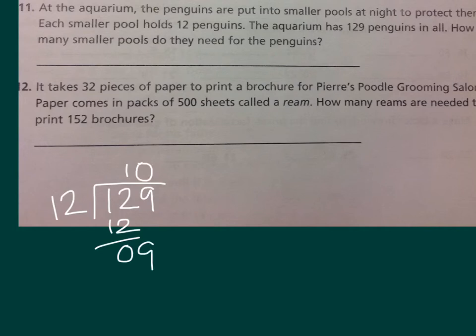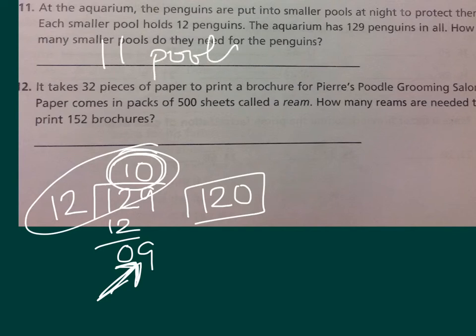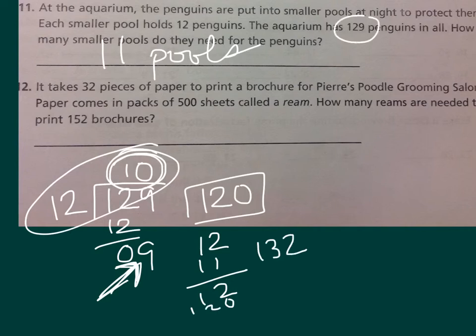Once again, this means if they have 10 pools, they will have enough pools for 120 penguins because we know these two numbers multiplied together gets us to 120. But we have 129 penguins. That means that 9 penguins don't have a pool to swim in, which is unacceptable. So we need to have 11 pools. And if I do the multiplication here and I say 12 times 11, because there's 12 penguins in 11 pools, I'm going to get 132, which shows that I'm going to have enough for all of the 129 penguins.